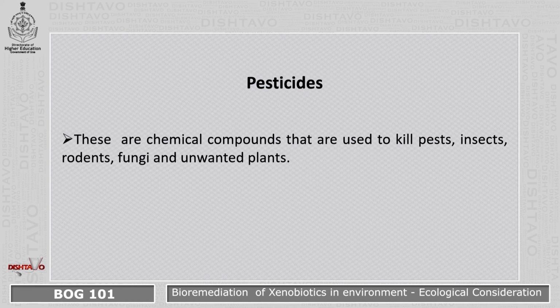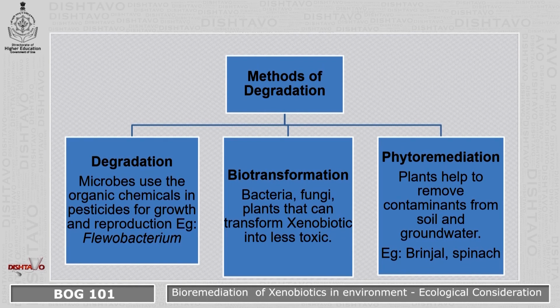Next is pesticides. These are the chemical compounds that are used to kill pests, insects, rodents, fungi, and unwanted plants. Pesticides are mostly used in agriculture practices to kill pests, insects, rodents and fungi and to protect the farm. There are three methods of degradation of pesticides: degradation, biotransformation and phytoremediation. Degradation means microbes use the organic chemicals in the pesticide for growth and reproduction. Example, Flavobacterium.